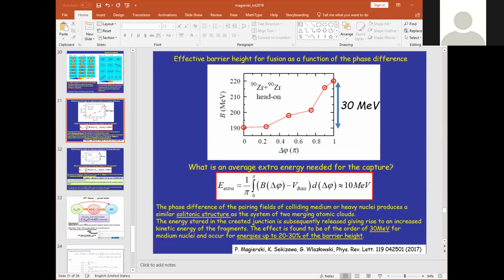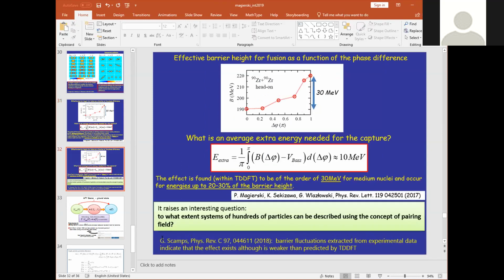So what is the conclusion from this difference? Even if you average, because we do not control the phase in the nuclear collision, even if we average over various phases during this collision, we get an effective raise of the barrier of the order of 10 MeV, which is a detectable thing in nuclear physics. It is very difficult actually to compare this to the capture cross section. There were some attempts to do that, but Guillaume Scamps actually did some work and took experimental data for various collisions. It's a very complicated procedure that I'm not sure whether it's correct, but he found that the effect exists, although it's weaker than we predict. So that's the end of the story.